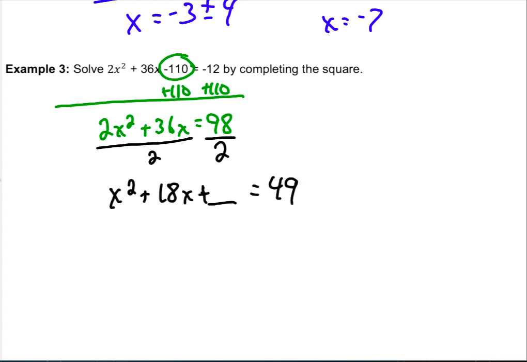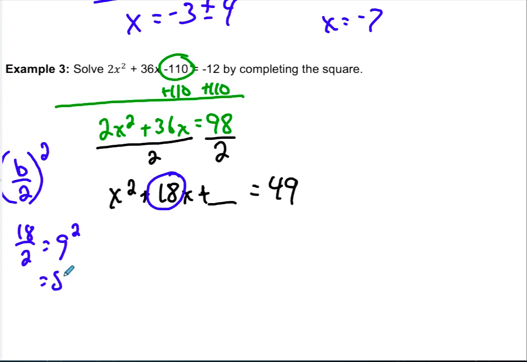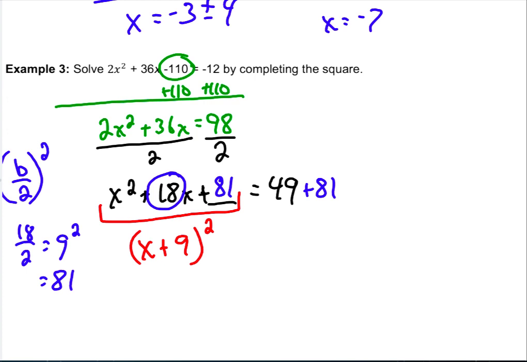Okay. Now I need to complete the square. So look at my b term. I want b divided by 2, and then I'm going to square it. Well, 18 divided by 2 is 9. 9 squared is 81. So I'm going to add 81 to this side, but I got to keep my equation balanced, so I got to do the same thing to the other side. Now, this is a perfect square trinomial. This is just x plus 9 squared. On the other side, I add it together and I get 130.